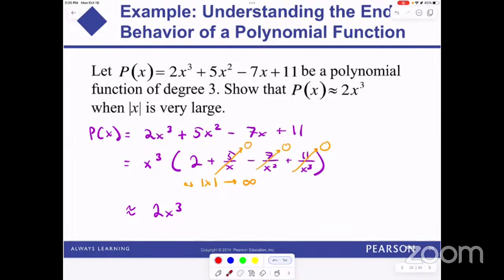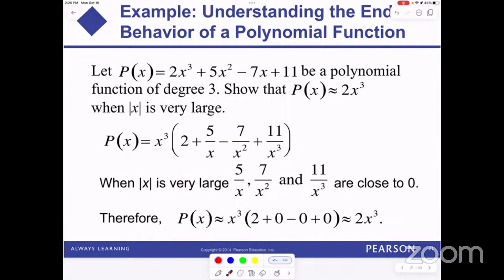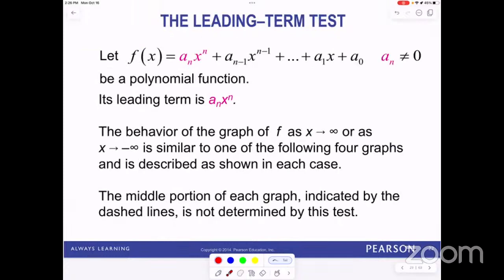Okay. So we can use those 4 cases that we just discussed on the power function and extend them to polynomial functions. Given a polynomial function where the leading coefficient is not 0, the leading term is a_n x to the n. The behavior of the graph of f as x tends to infinity or negative infinity is similar to one of the following 4 graphs, and it's described as shown in each case. The middle portion of each graph indicated by the dashed line is not determined by this test, okay? Basically this parallels what we said before with those 4 cases with the power function.